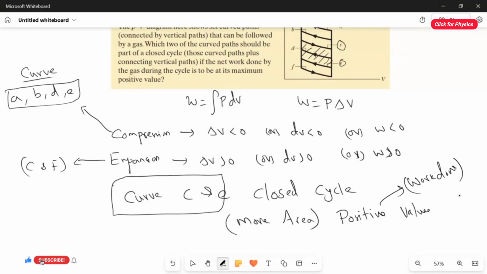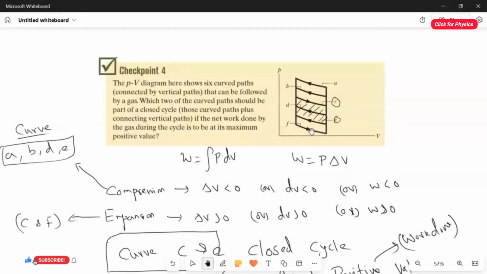So it's very, very important: cycle in the clockwise direction, positive value of the work done. Cycle in the counterclockwise direction, negative value of the work done. So even though we have the greater area for curves A and F, the value of the work done will be negative. That's the reason we pick the curves C as well as E, because the curves C and E form a closed path, and in this closed path you will get some area, and the most important thing, you will get the positive value of the work done. So that's the reason we choose the curves C and E for getting the maximum positive value.